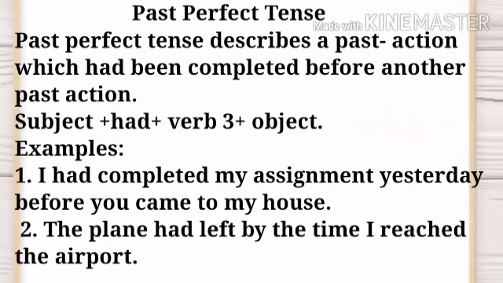So second action is coming to the house. So it will use simple past. You remember in simple past we use second form of verb. So second form of come is came. Let's take another example. The plane had left by the time I reached the airport. Here two actions are there: leaving of the aeroplane and reaching to the airport.